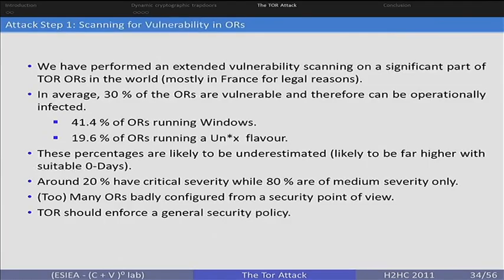The vulnerability scanning shows that about 30% of the ORs are vulnerable, 41% of which are Windows, and 19.6% run a Unix flavor. This is in terms of the number of nodes, and the percentages are likely underestimated. About 20% of them actually have critical severity, but that's to be expected of a voluntary-based network.